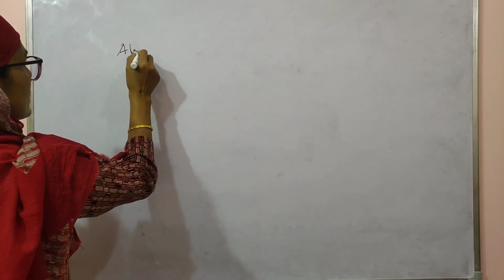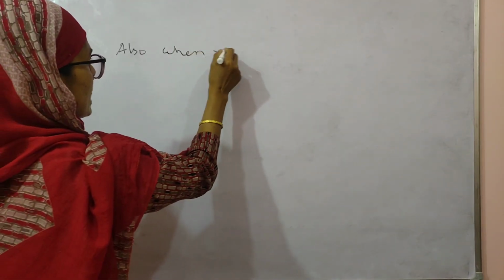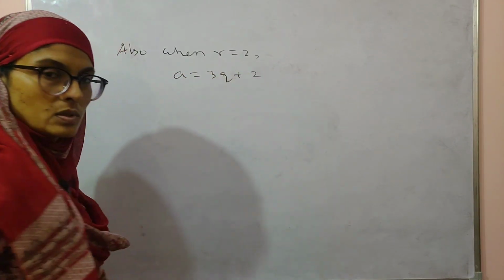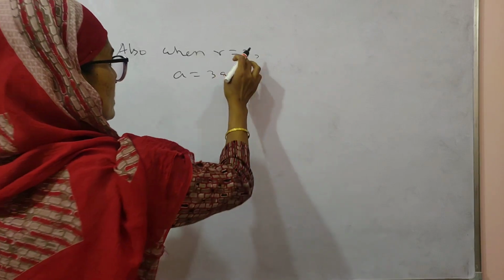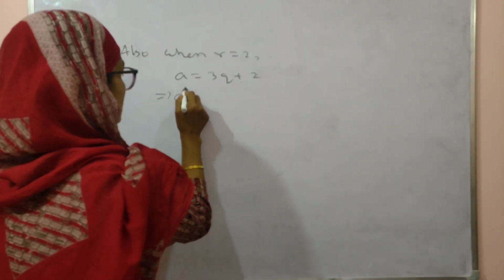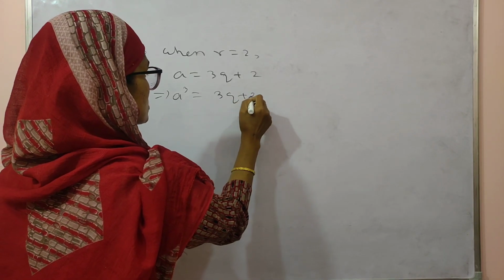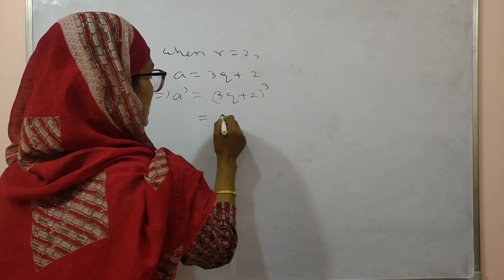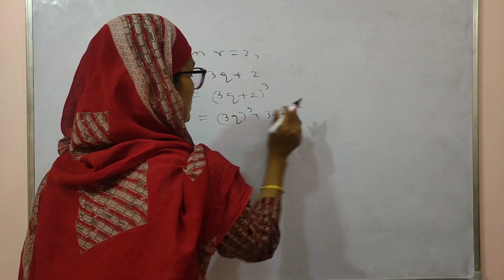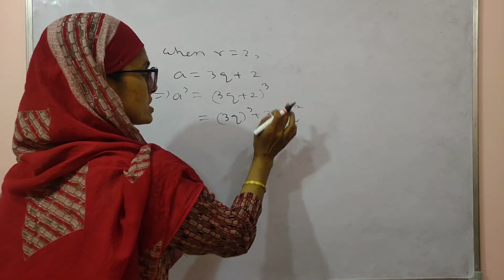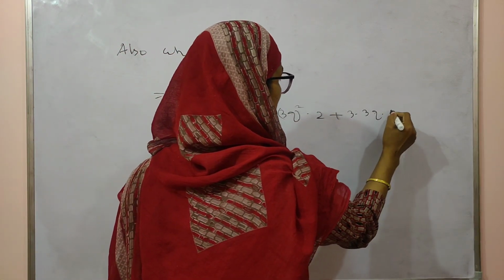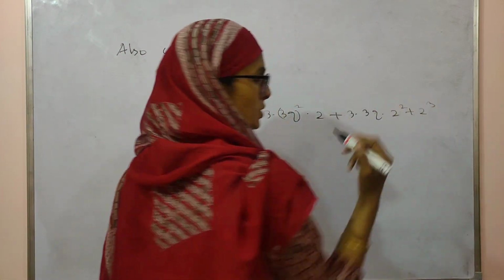Also, when r equal to 2, a equal to 3q plus 2. Now cubing both sides, 3q plus 2 whole cube. Now expand this one: 3q whole cube plus 3 into 3q whole square into 2 plus 3 into 3q into 2 square plus 2 cube.